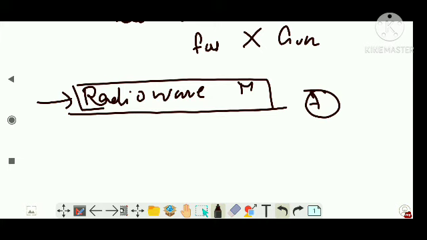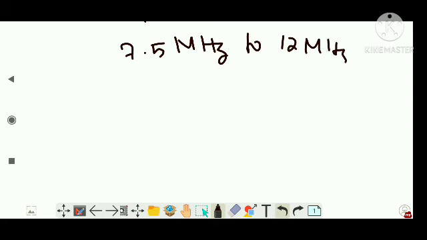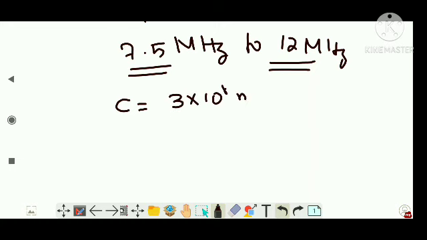Clear? Now let's do a small problem, guys. A radio can tune in to any station in the range of 7.5 megahertz to 12 megahertz. What is the corresponding wavelength band? So the minimum frequency is 7.5 and the maximum frequency is 12 megahertz. The speed of light is 3 into 10 to the power 8 meter per second; this is something you have to know. Then the corresponding wavelength, lambda 1, will be C by frequency, first frequency.